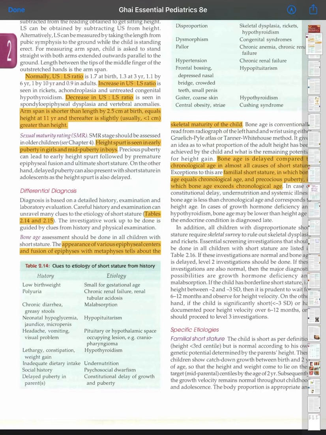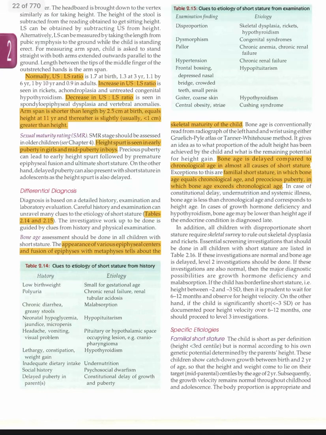Clues to etiology of short stature from history: low birth weight, polyuria, chronic diarrhea, greasy stool, neonatal hypoglycemia, jaundice, micropenis, headache, vomiting, visual problem, lethargy, constipation, weight gain, inadequate dietary intake, social history, delayed puberty in parents. Etiology: small for gestational age, chronic renal failure, renal tubular acidosis, malabsorption, hypothyroidism, pituitary or hypothalamic space occupying lesion, for example craniopharyngioma, undernutrition, psychosocial dwarfism, constitutional delay of growth and puberty.